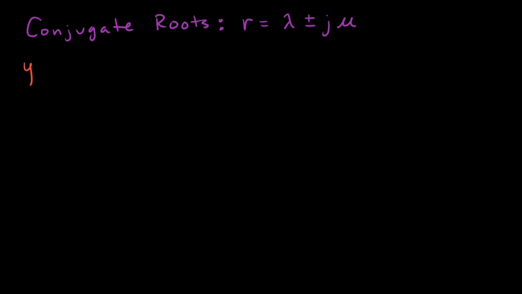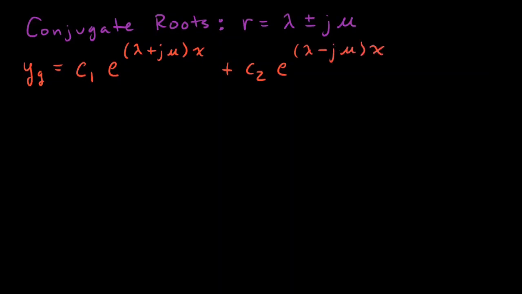So we're going to say y sub g, the general solution, is going to be c1 onto e to the exponent. Now the exponent is going to be a complex number, so it's going to be e to the lambda plus j mu onto x, and then plus c2 e to the quantity lambda minus j mu onto x. Okay, so again, we're just plugging in the roots up here, right? Let me underline that. So that's one of the roots, and that's the other root.